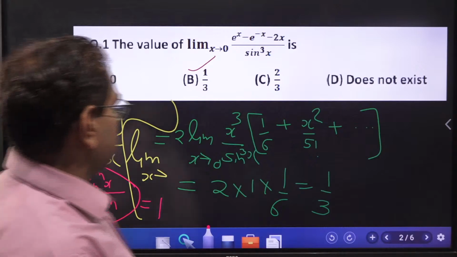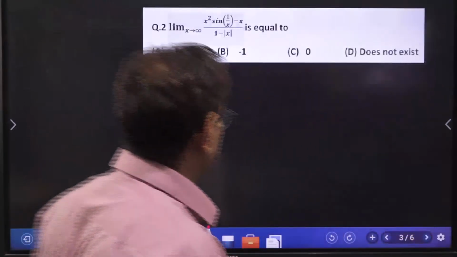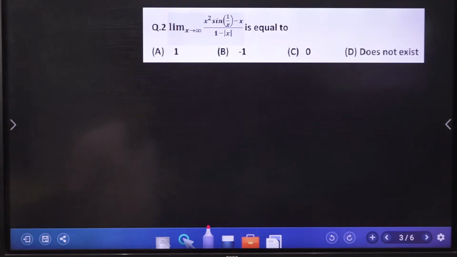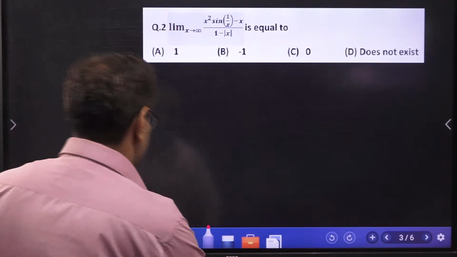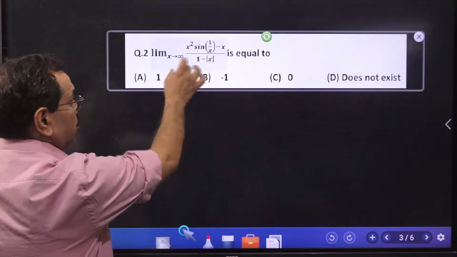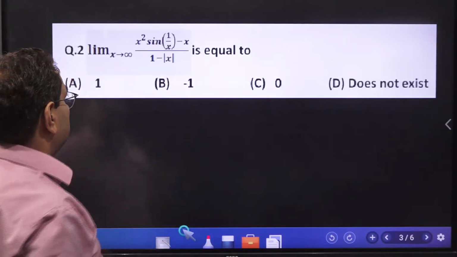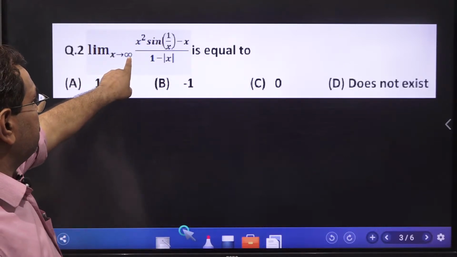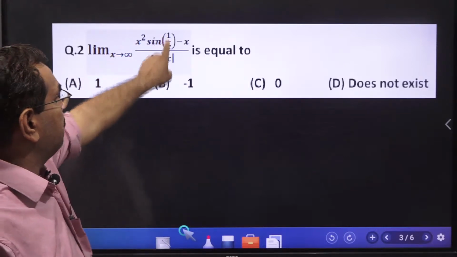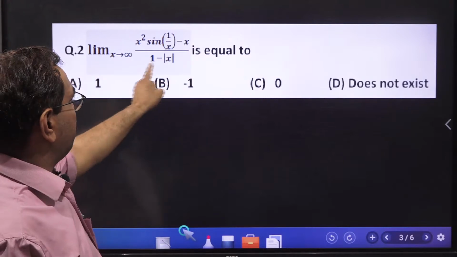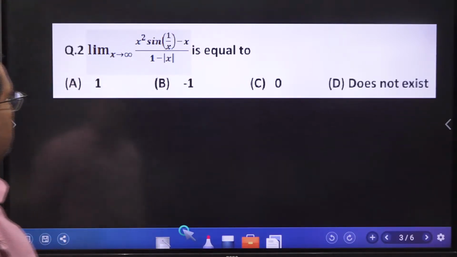Now what is the second question? Come to second question, this one. Try to find out the answer. Okay. This is limit x tends to infinity x square sine 1/x minus x upon 1 minus mod x. You have to compute this limit.